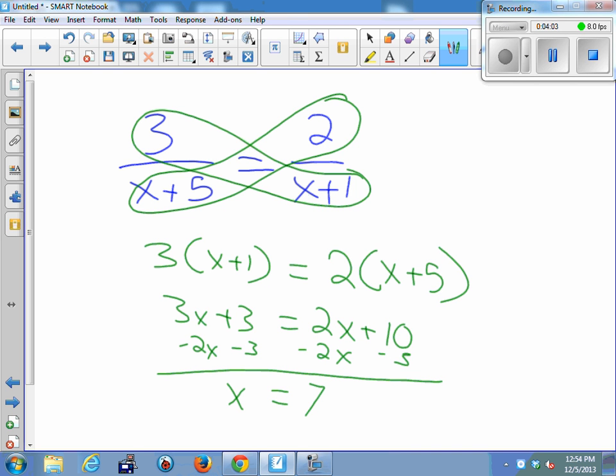All right, and then you can plug it in and see if that's true. So this side gives me 3 over 12. This side gives me 2 over 8. They are both equal to 1/4. So that is okay, and that means we did find the correct value of x. All right, that's all we're going to talk about today.